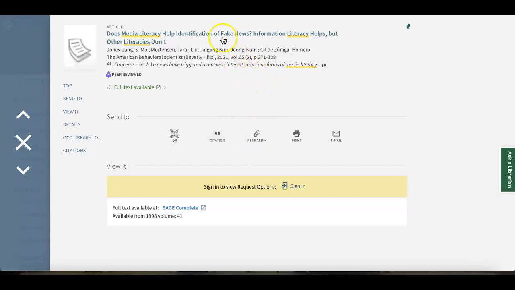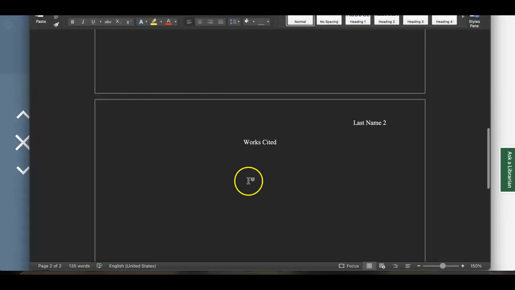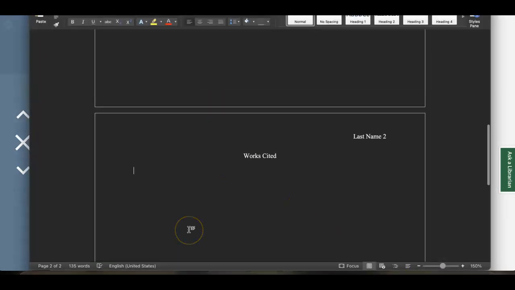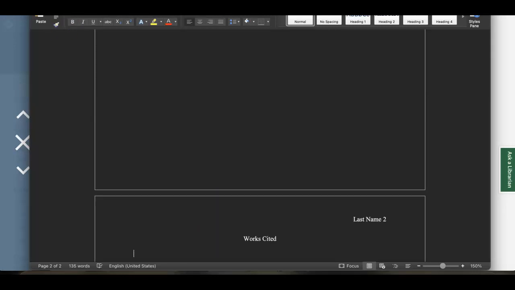If you end up using something like this, the full text is available that you can read and review, and then cite in your paper. Go here for the citation, 8th edition for MLA, and you'll note that you should have the DOI listed here at the bottom if this is done correctly. You would take that, copy the citation clipboard, or you can do a copy and paste and put it onto your page for this peer-reviewed source. Remember, these need to be alphabetized, and every line after the first should be a hanging indent.